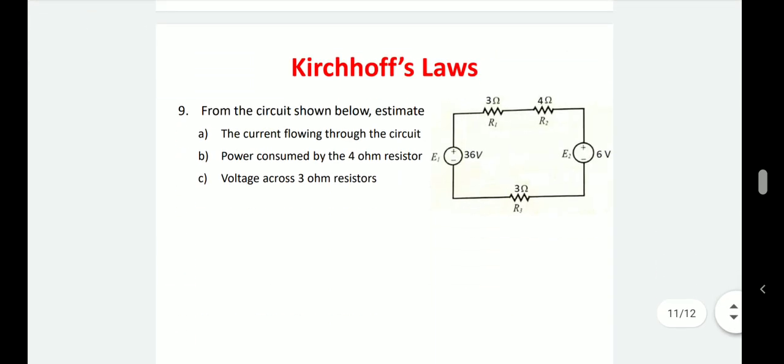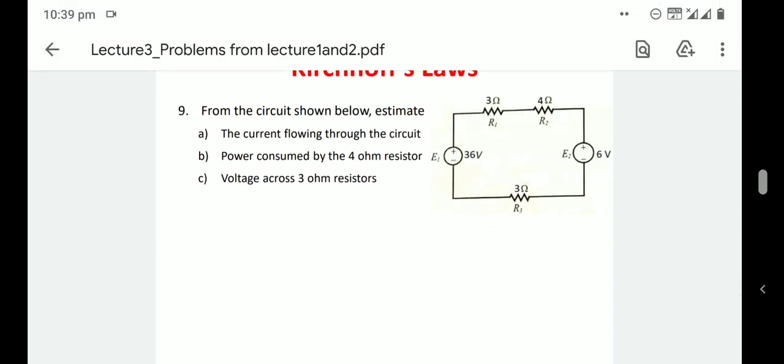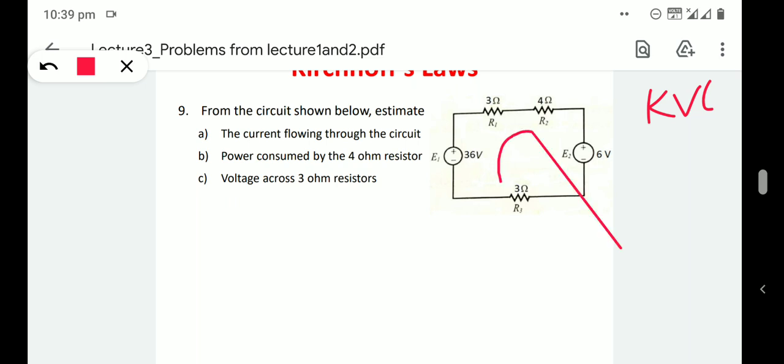Okay. Then next is based on Kirchhoff's law. Here we first need to find out the current. So here we need to apply KVL. For applying KVL, first we need to fix the direction of current. So it is taken in clockwise direction and it is marked as I.